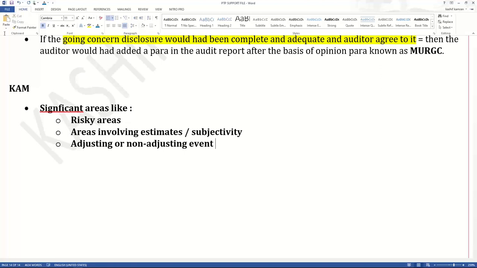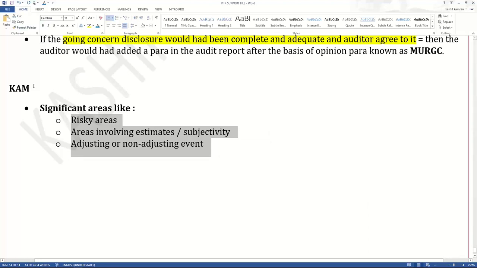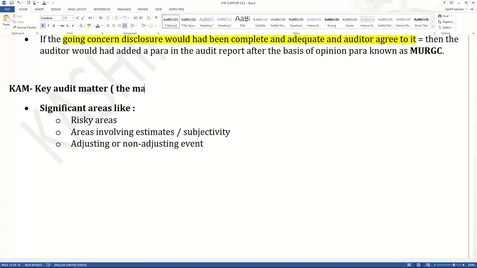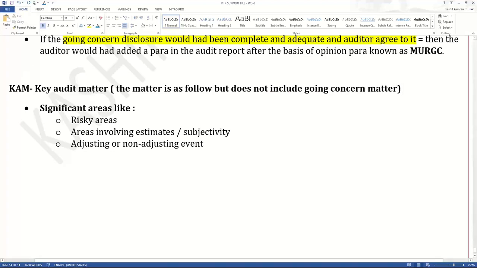So when you look at the definition of CAM, CAM comes in the audit report for significant areas like risky areas, areas involving estimates or subjectivity, or adjusting or non-adjusting events. CAM does not come for a going concern matter. When you look at the words key audit matter, the matter is as follows, but does not include a going concern matter. I hope you're clear on that. So you need to pick up this word matter. Which matter in a CAM? Significant areas like the following. That is the definition of a matter for CAM.